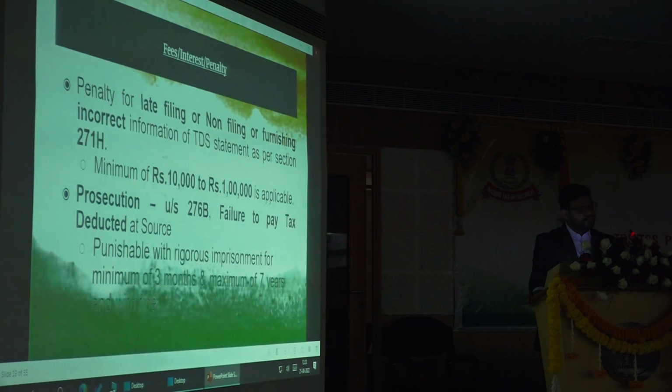If it is more than 365 days, the penalty will be levied. If it is less than 1 year, the penalty will not be applicable if the deductor has deducted and remitted the amount in time and filed the return within 1 year. If all these things are not happening, 271H penalty will come, which is 10,000 to 1 lakh rupees, which is the liability of the deductor. It will not be deducted from the deductee, but the deductor has to pay from its own pocket. So that is one penalty section, and we have one more penalty section.